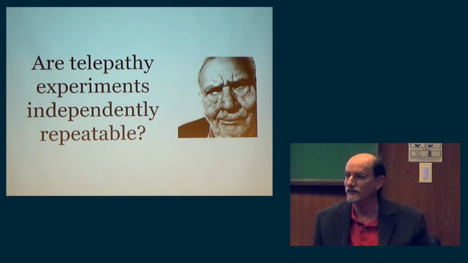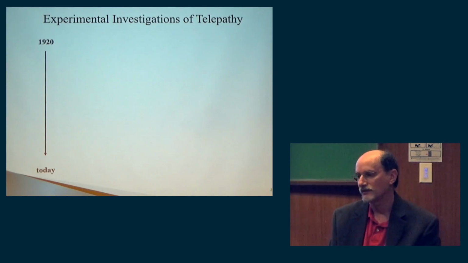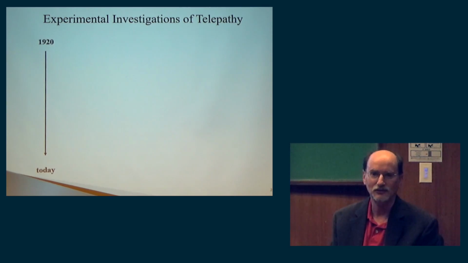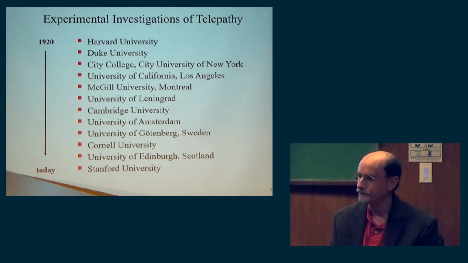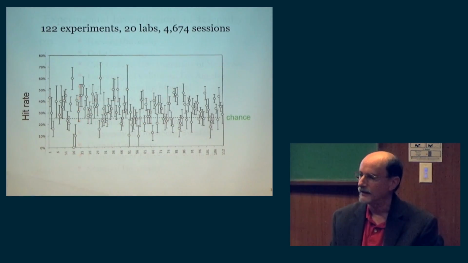So what happens when you have independent people try to repeat these things? These experiments, very similar to this, or the same experiment, have been investigated since about the 1920s up to the present. Lots of different universities around the world. When you look specifically at the Ganzfeld experiment and how many times it's been replicated, it's 122 experiments by 20 labs and over 4,600 sessions, of which the one you saw with Gail was 1 session. So multiply that by 4,600.